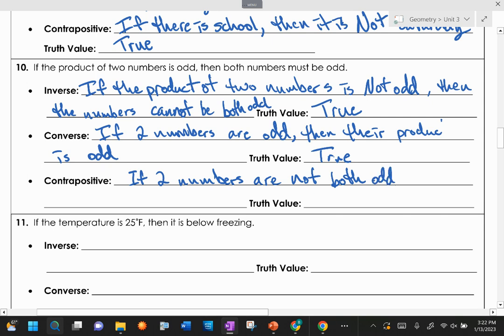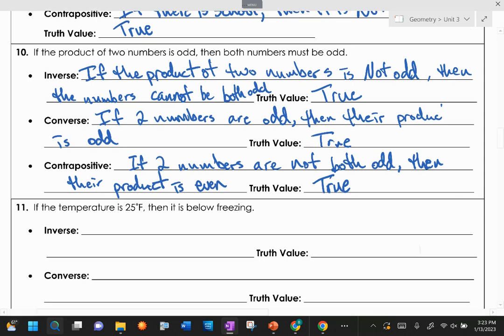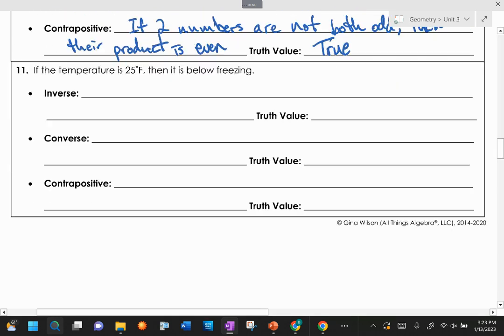Odd. If you didn't add in the both, I'm sure it's fine, but I'm just being picky. Then their product is even. Truth value to this is true. Probably the first one we've had where everything is true as we're going through it. How do we feel about this?